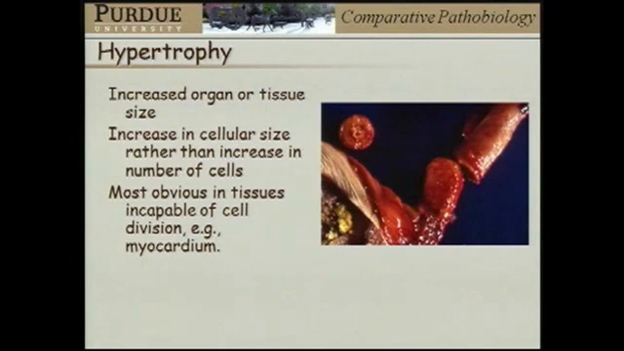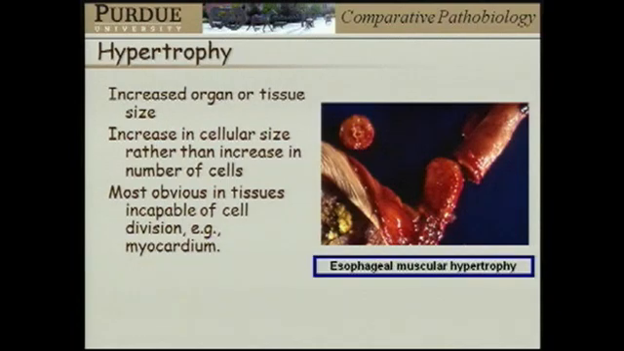Hypertrophy means that the organ or tissue increases in size because the cells increase in size, rather than that the cells are increasing in number. And it's most obvious in tissues that are incapable of cell division, such as the myocardium, to a great extent, such as skeletal muscle. And the example we're showing here is muscular hypertrophy in the distal esophagus of a horse.